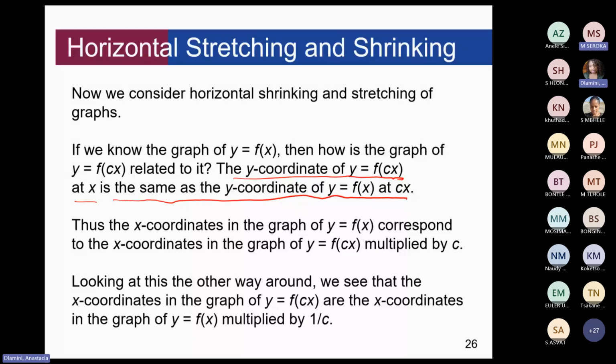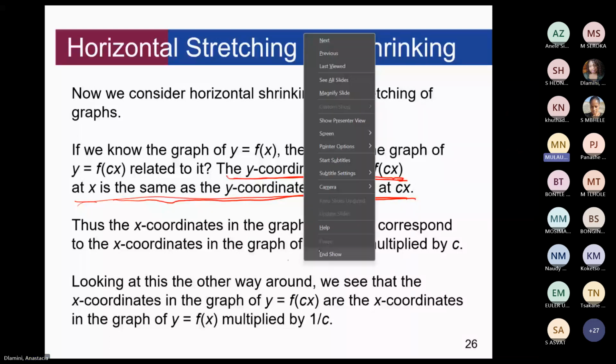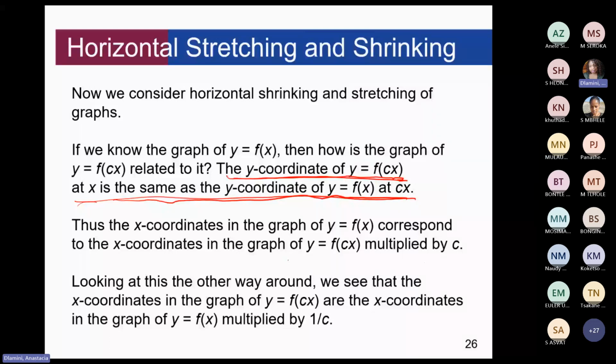So meaning that the y coordinates are not the one that is changing. It's the x coordinate that is changing. The x coordinate in the graph of y equals f of cx corresponds to the x coordinate in the graph of y equals f of x multiplied by c. So they say, looking at this the other way around, we see that the x coordinates in the graph of this are the x coordinates in the graph of this multiplied by that.